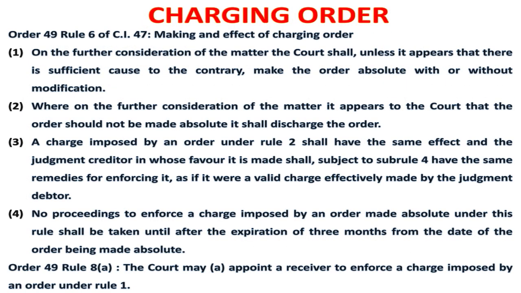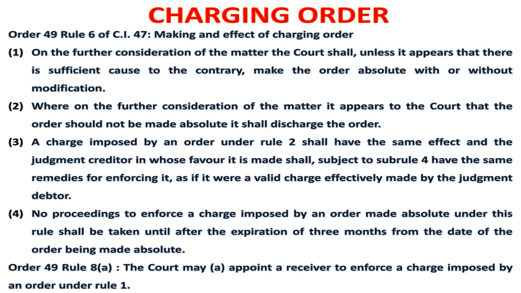So that is the import of Order 49 Rule 6. Look at Order 49 Rule 6, Sub-rule 3. It says that a charge imposed by an order under sub-rule 2 shall have the same effect, and the judgment creditor in whose favor it is made shall, subject to sub-rule 4, have the same remedies for enforcing it as if it were a valid charge effectively made by the judgment debtor.